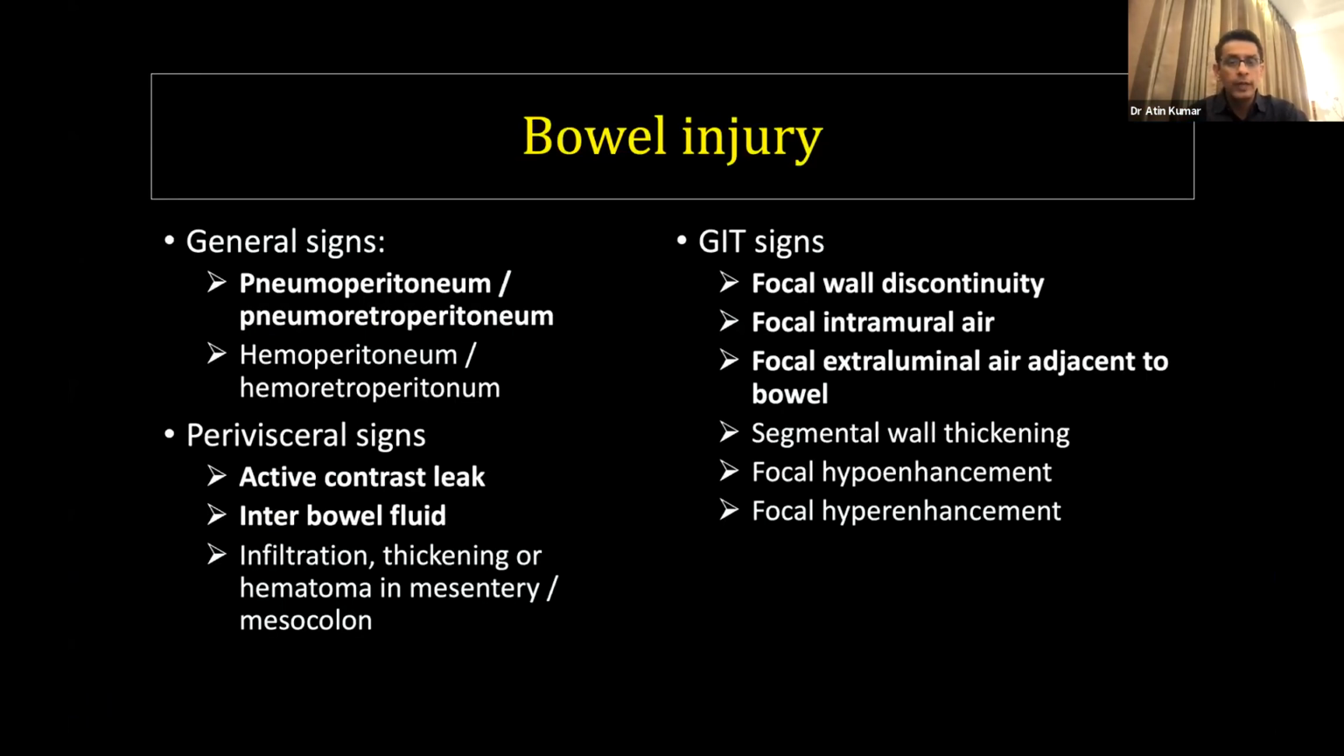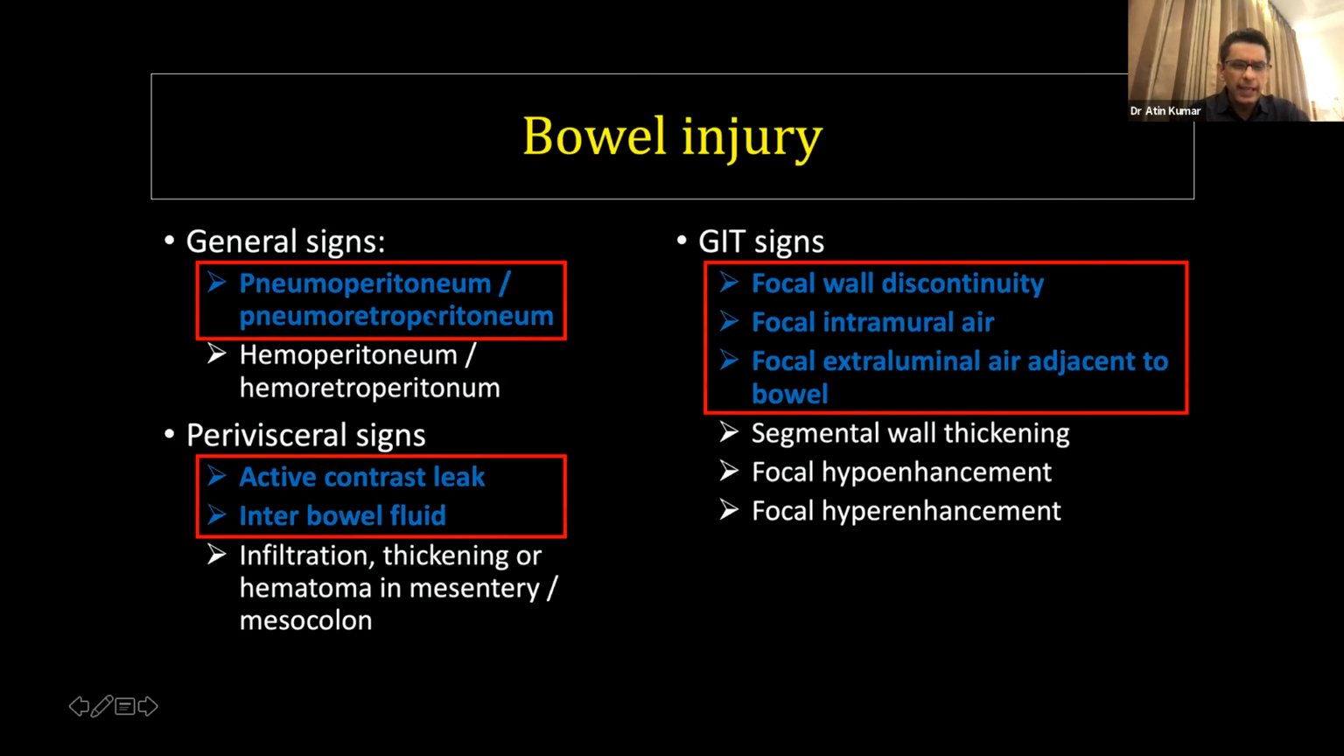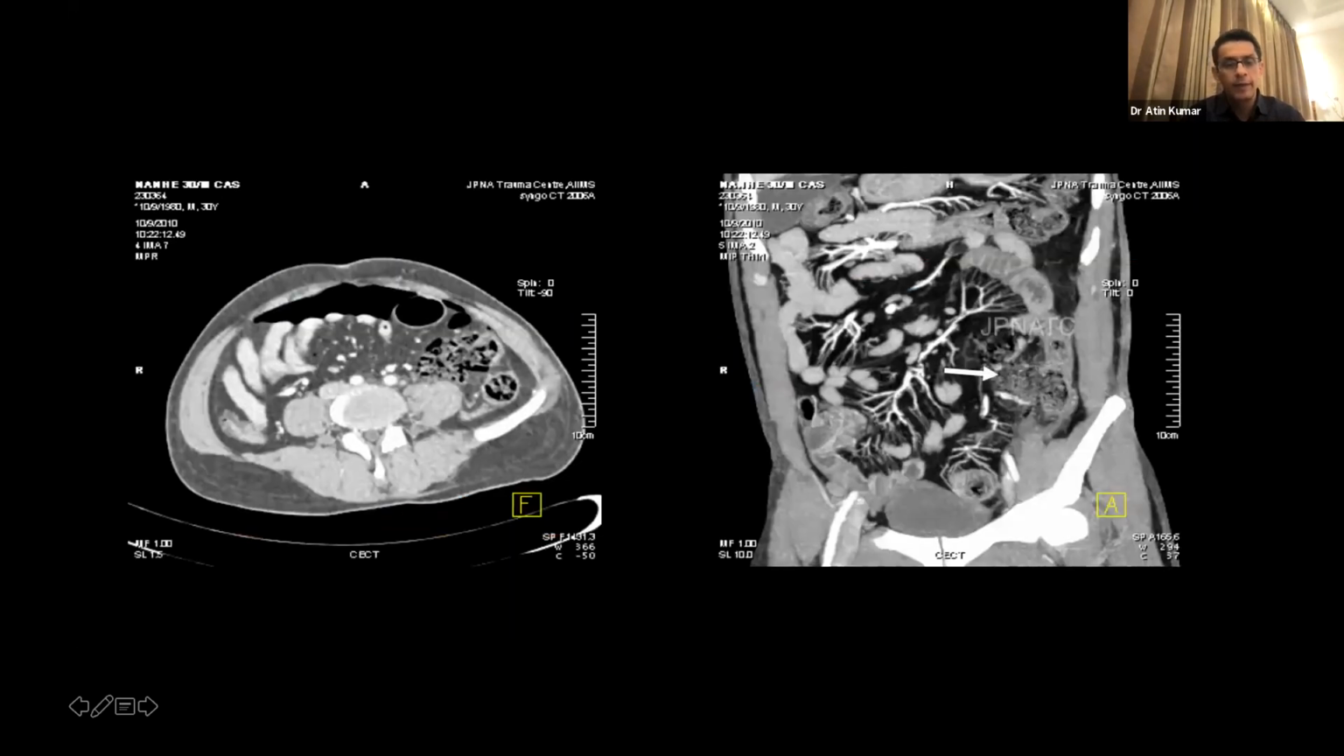How do we look for bowel injuries? We look at signs which are specific or not so specific. There are various signs which are described, but these are the ones which are slightly more specific for bowel injury: pneumoperitoneum, focal bowel wall discontinuity, intramural air, focal extraluminal air adjacent to the bowel lumen, vascular contrast leak, or interbowel fluid. Let's see them one by one.